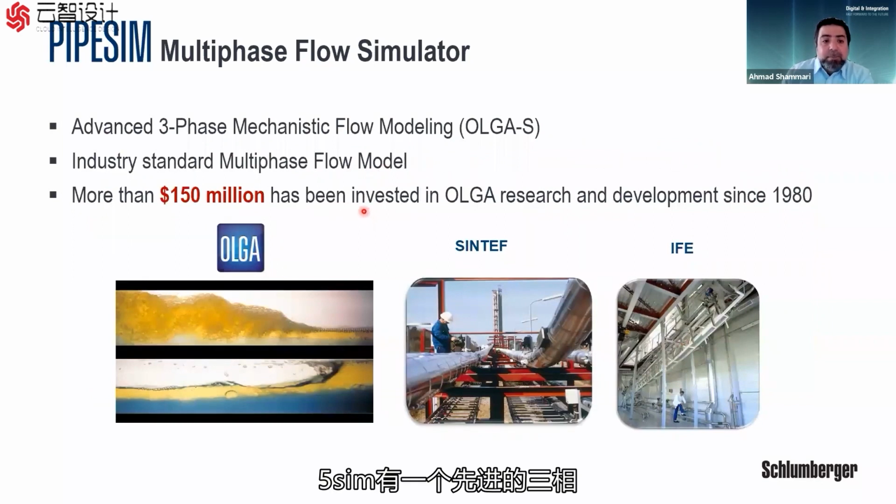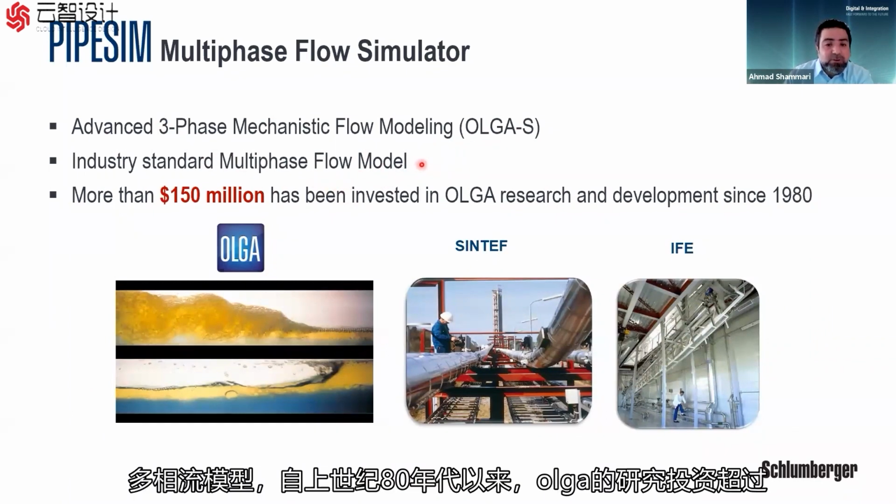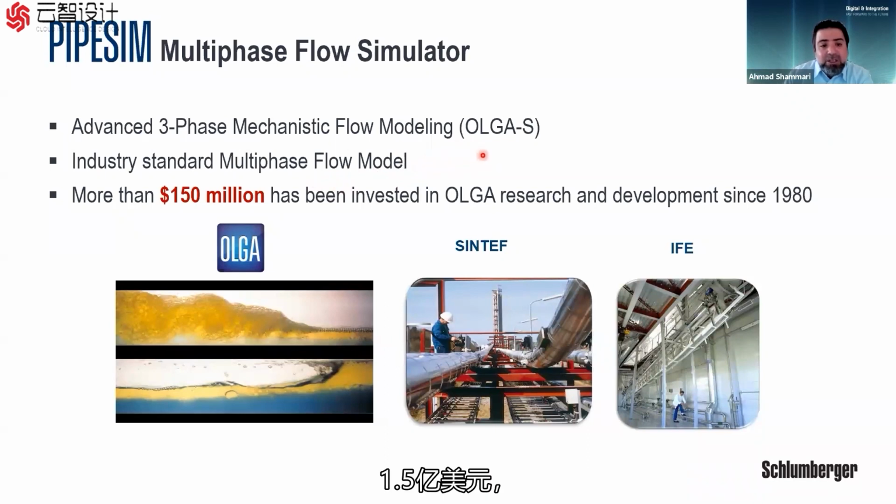PIpeSim has an advanced three-phase mechanistic flow model called Olga-S, Olga steady state. It's the industry standard multi-phase flow model, with more than $150 million of research investment in Olga since the 80s. Olga is our transient flow simulator, Schlumberger's transient flow simulator.